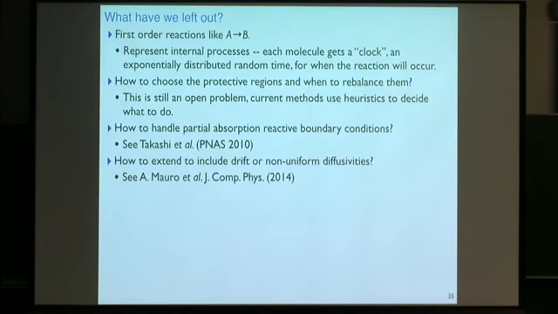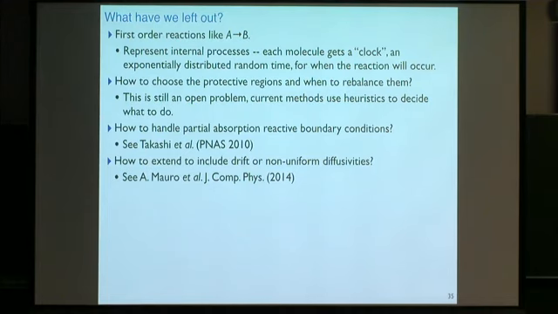Okay. So I've just told you about a simple case of how you do diffusion and bimolecular reactions. I left out first-order reactions, but these are typically just internal processes. Each molecule will have a Poisson clock for the time it's going to convert from A to B. So you can just sample from an exponential distribution when it would switch, and that's just another possible event you put in your event queue.